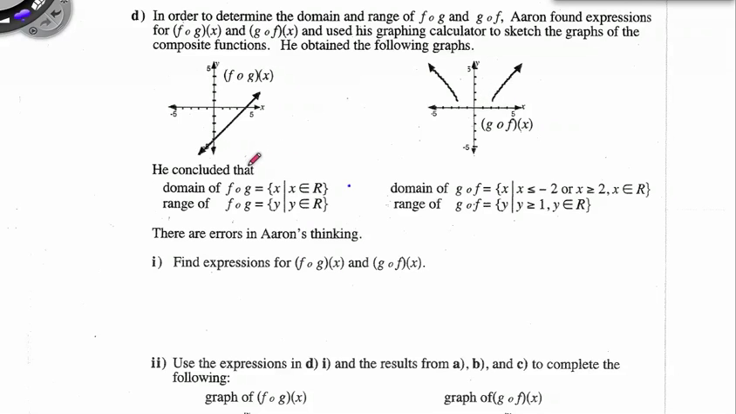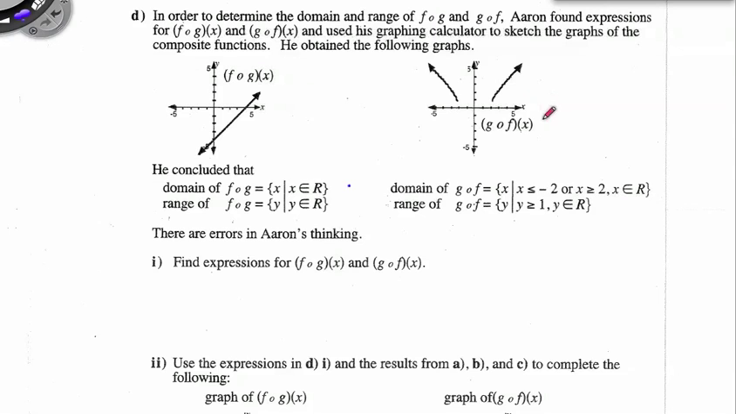And he concluded that for f of g, the domain was all real numbers and the range was all real numbers. So let's look. Is that correct? Yes, of course it is. It's a straight line at a slant, so it must cover all real numbers for both domain and range.